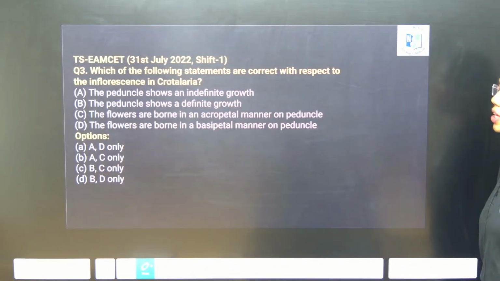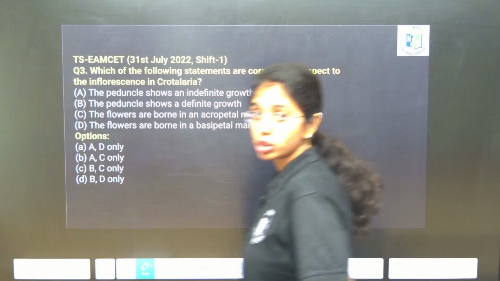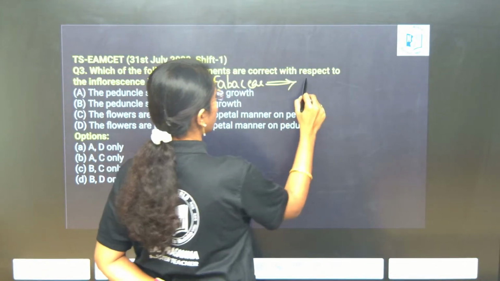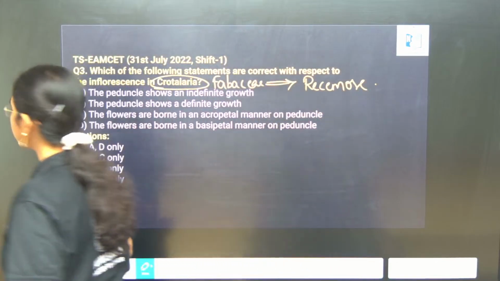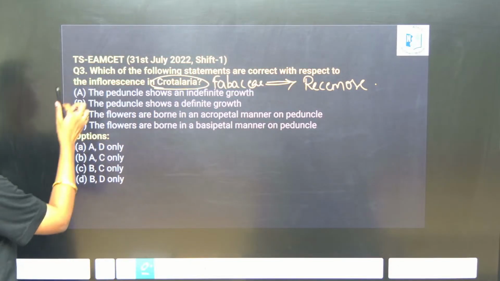This question, statement based. Which of the following statements are correct with respect to the inflorescence in Crotalaria? Crotalaria, which comes under what family? Fabaceae. Shows what type of inflorescence? Racemose inflorescence. When racemose inflorescence is there, the peduncle shows indefinite growth, this is true.